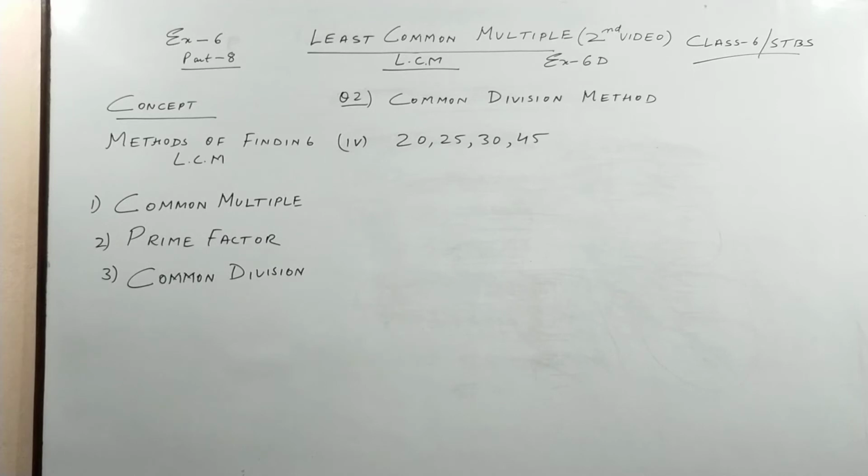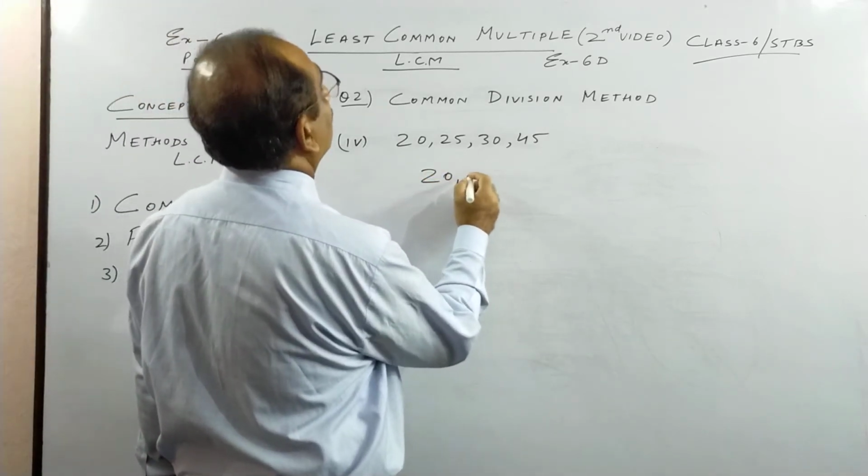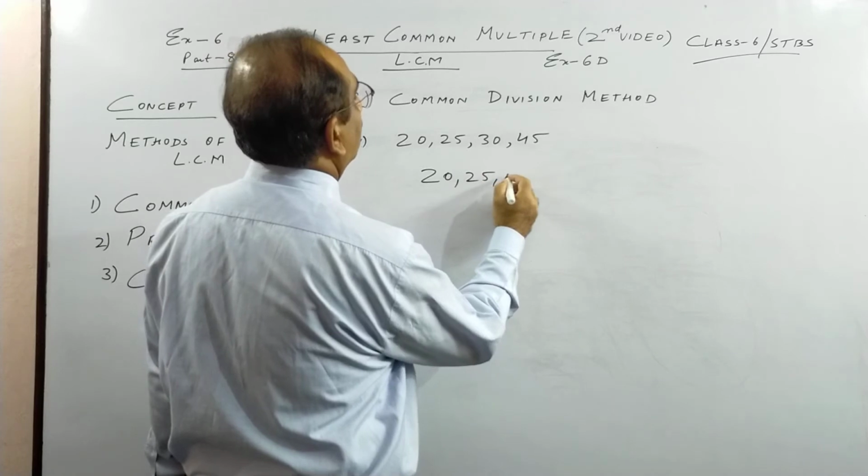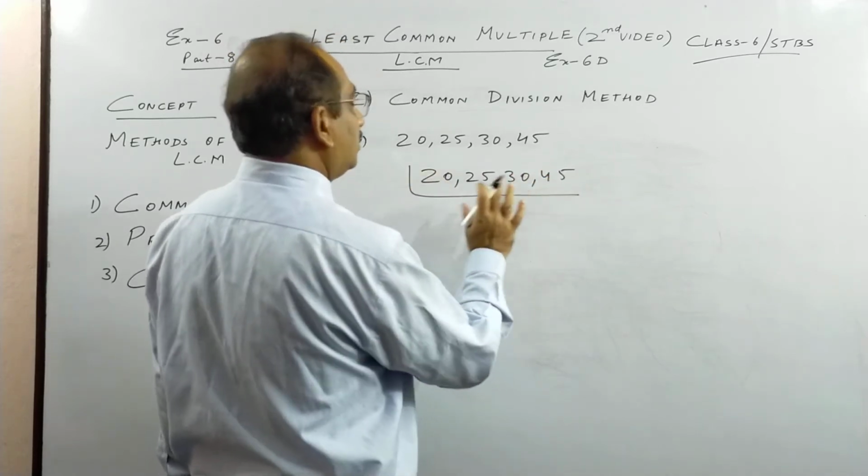So here we continue with the next sum, which is part 4. 2 part 4, we have 20, 25, 30, 45. So these are all multiples of 5. So let us see how to do. 20, 25, 30, 45.